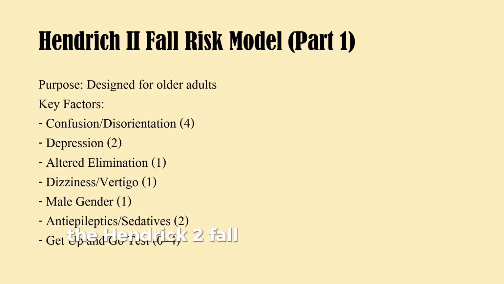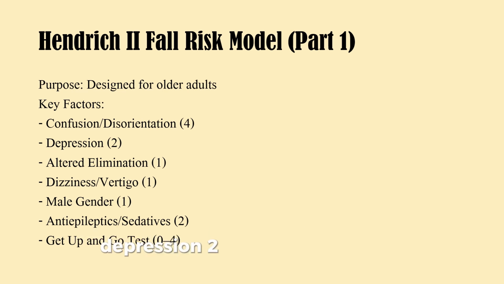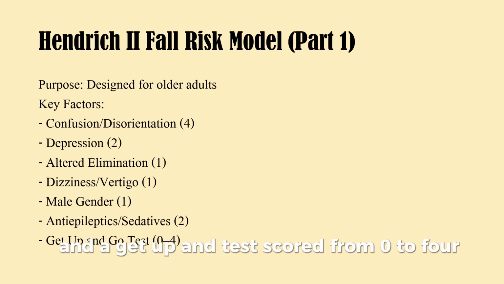The Hendrich II Fall Risk Model focuses on older adults, looking at confusion or disorientation, 4 points; depression, 2; altered elimination, 1; dizziness or vertigo, 1; male gender, 1; antiepileptics or sedatives, 2; and a Get Up and Go test scored from 0 to 4.